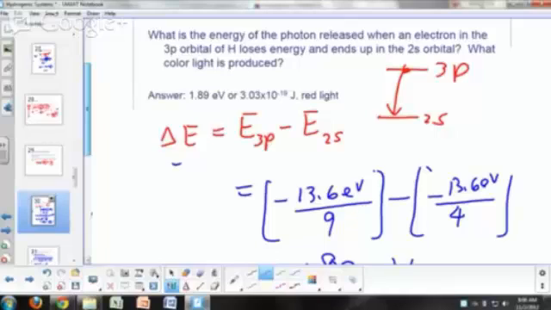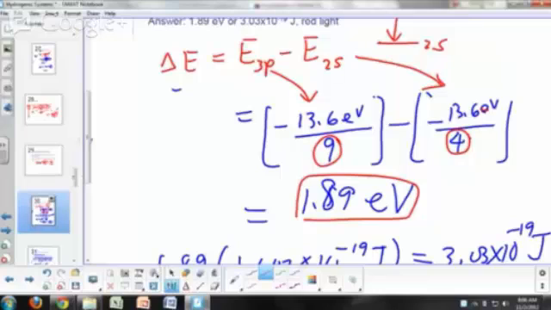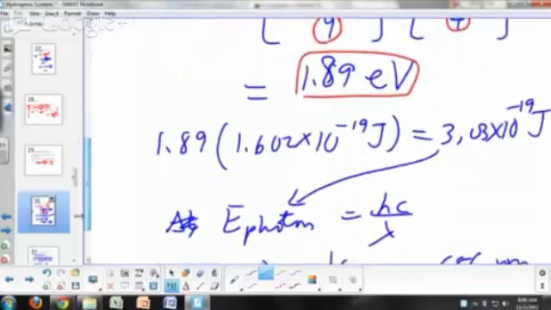So this is negative 13.6 over 3 squared, which is 9. That's E for the 3p, and E for the 2s is negative 13.6 electron volts over 2 squared. 2 squared is 4. And if you did that, you'll find the energy of the photon must be 1.89 electron volts, and you simply change that to joules.